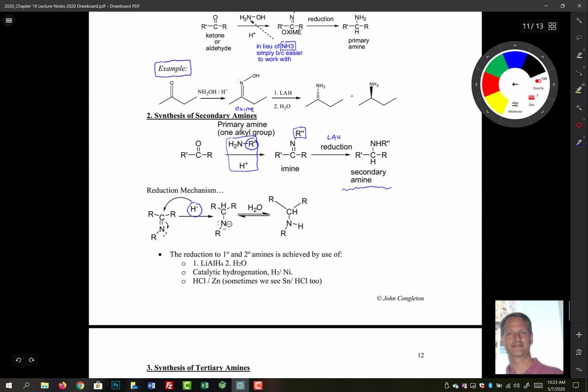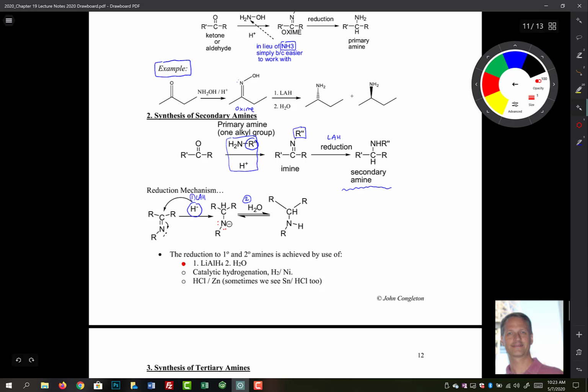And then our second step here. So remember, it's one, LAH, and then two, you do your workup. So that puts the H on there. Again, we talked about this before, but different chemicals can be used to achieve that reduction. But most students tend to lean towards just remembering this since it's just so commonly used.